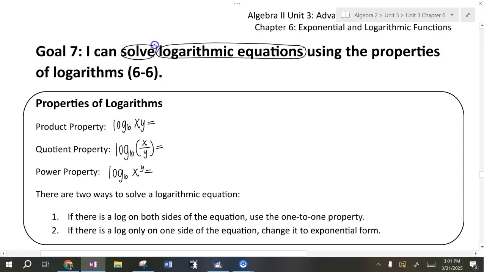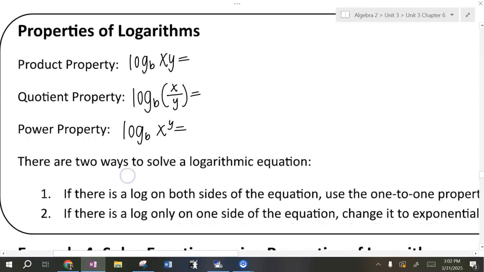Remember, whenever the instructions say to solve, the goal is to get x by itself. But before you can do that, you have to know your properties of logarithms. There's 3 different properties to learn: the product property, quotient property, and power property.